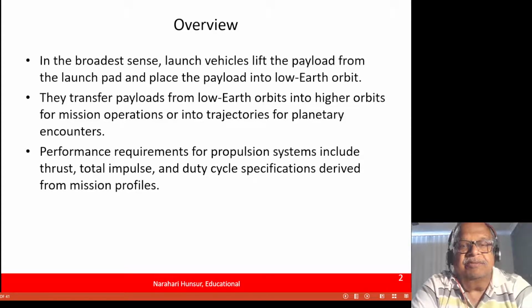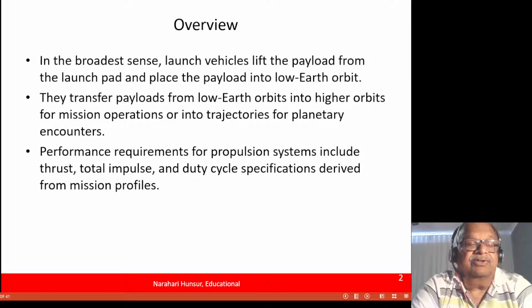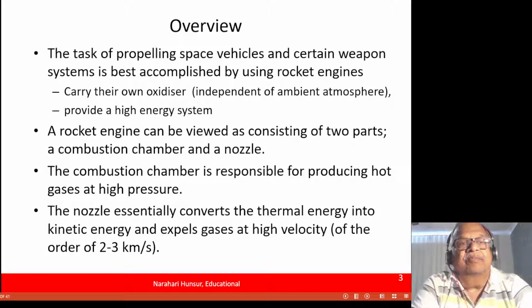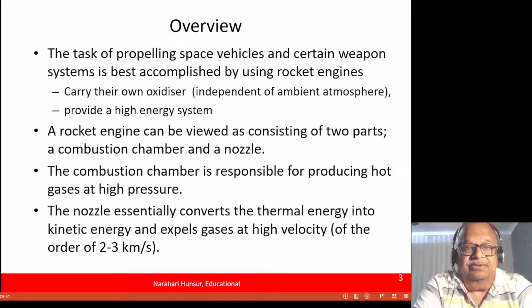Here the main performance requirements basically are the thrust of the rocket, weight of the rocket, so the ratio thrust to weight, which is important, which we'll talk about a little later, total impulse, and also the total velocity increments. So these are the main things which are called the performance metrics for any launch vehicle. So the basic task of propelling space vehicles and certain weapon systems, as I mentioned earlier, is best accomplished by rocket engines. One thing, they carry their own oxidizer, and they're independent of ambient atmosphere. So they provide a high energy system.